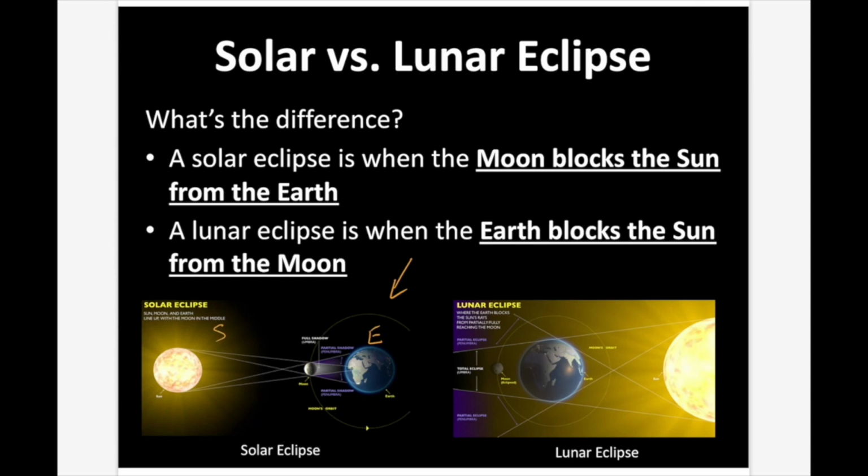In the picture on the right, you can see a lunar eclipse. A lunar eclipse is when the Earth blocks the sun from the moon. So you can see the moon right here and the sun right here. And you can see the Earth right in the middle. The Earth gets between the sun and the moon, and therefore the light from the sun can't reach the moon.